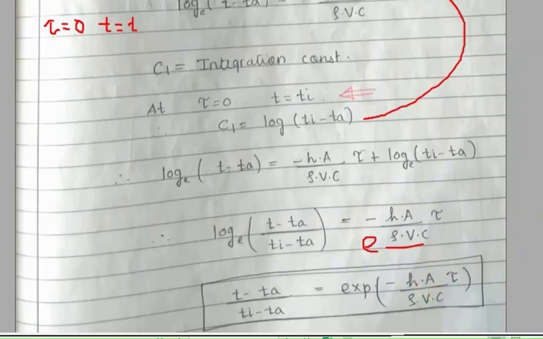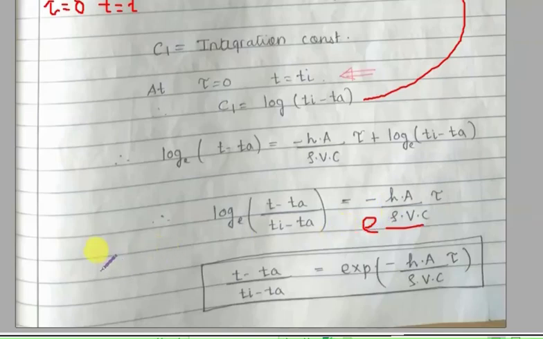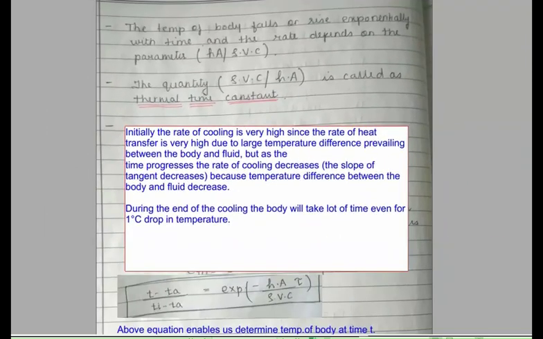So what is this? This is nothing but your temperature distribution equation. Here you can see that the temperature of the body falls or rises exponentially with time, and the rate depends upon the parameter HA divided by rho Vc. Now this quantity, rho Vc divided by HA, is called the thermal time constant, and it has the unit of time, that is, the second.